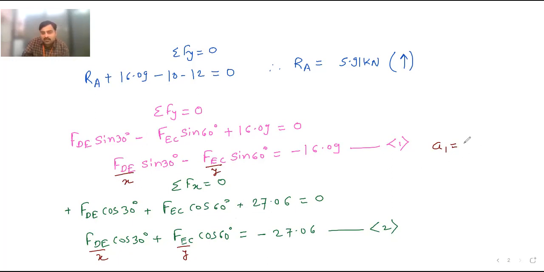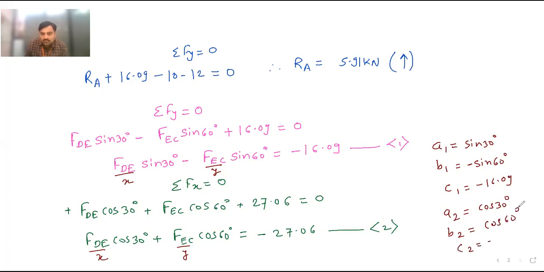So A1 is sin 30. What is the value of A1? A1 is sin 30. What is the value of B1? B1 is minus sin 60. And C1 is equal to minus 16.09. These are the values of A1, B1, C1. A2 is equal to cos 30. B2 is equal to cos 60. And C2 is equal to minus 27.06. So if you put these values in the calculator, you will get directly the answer. Let me know the answer.